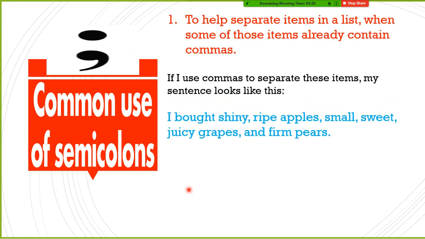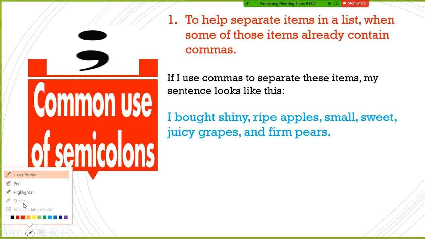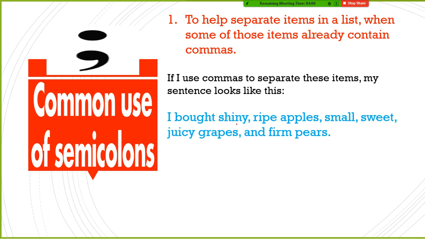It will look like this? No. If you said, "I bought shiny, ripe apples, small, sweet, juicy grapes, and firm pears." Yeah, it's right. No, it's not right. The sentence without "shiny" and the comma is not right. Now, yes, "shiny" and "ripe" concern apples, right?